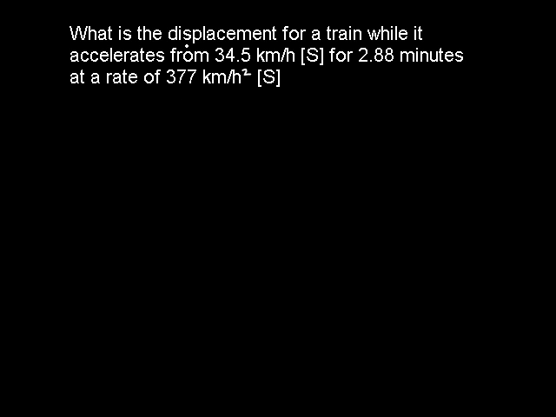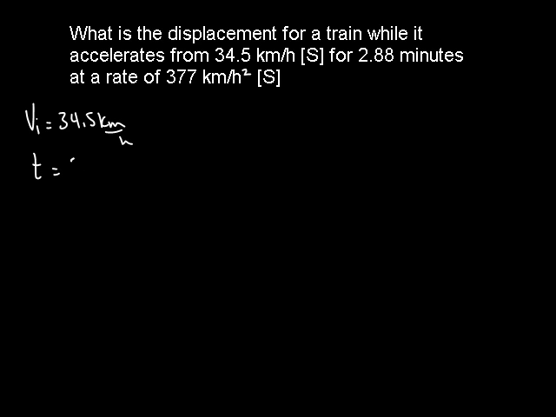Okay, this question deals with a displacement. All that means is a change in position for a train while it accelerates from this speed, and it took this long to do it, and the acceleration was at a rate of 377 kilometers per hour squared. So again, list what we know. We know the Vi is 34.5 kilometers per hour.